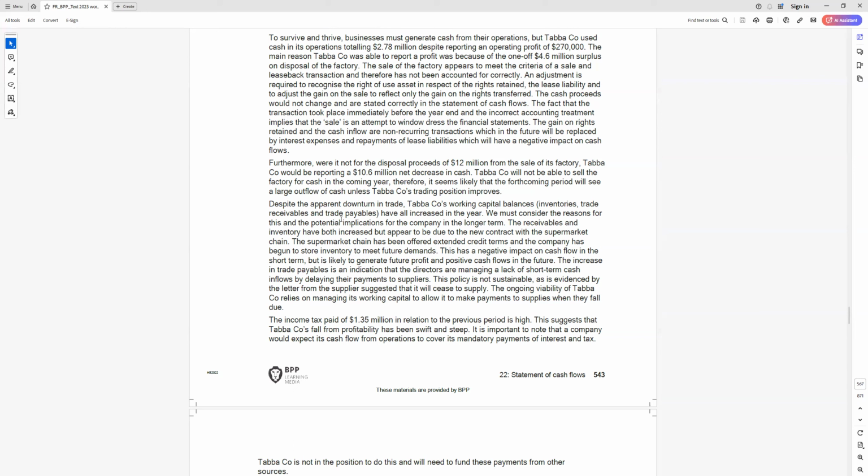Despite the apparent downturn in trade, T Co's working capital balances, inventory, trade receivables and trade payables, have increased in the year. I think we understand why it's increasing: the new customer, this and that. We must consider the reason for this and the potential implication for the company in the long run. The receivables and inventory have both increased, but appear to be due to the new contract with the supermarket. The supermarket chain has offered extended credit terms and the company has begun to store inventory to meet future demand. So it's a good thing.